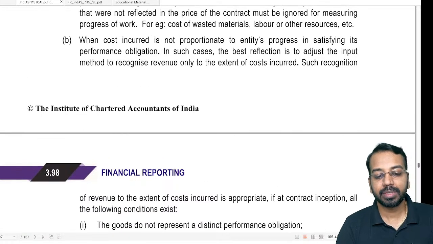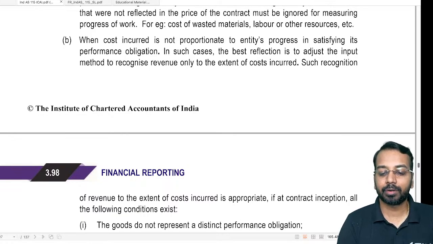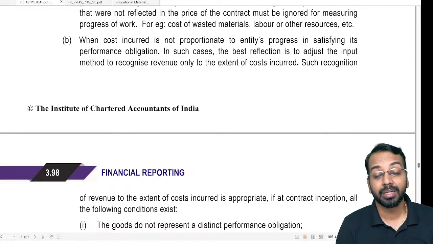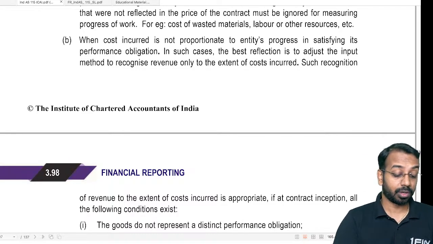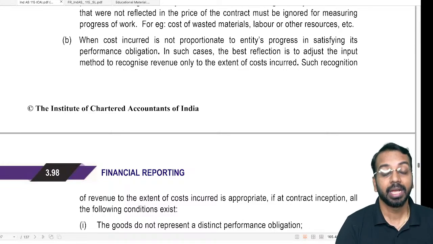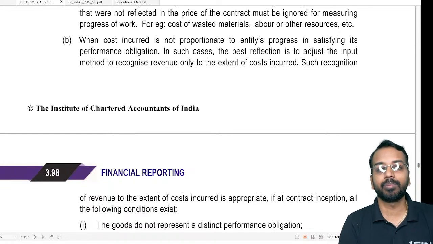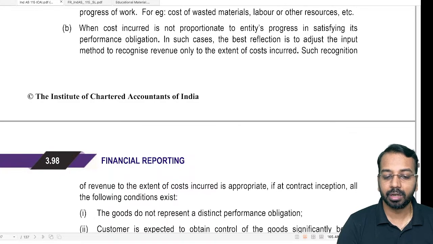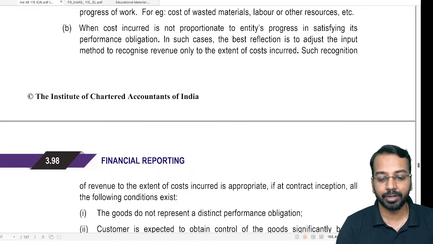So whenever there is cost that is not proportionate to entity's progress in satisfying its performance obligation. I just purchased the lift and I delivered the lift at the site. Now, just by delivering the lift at the site, I have not installed the lift, I have not constructed the building. I should not say my contract is completed to the extent of, let us say in this example, just for argument's sake, 40%. So what the standard says is, you need to adjust the input to recognize revenue only to the extent of cost incurred.